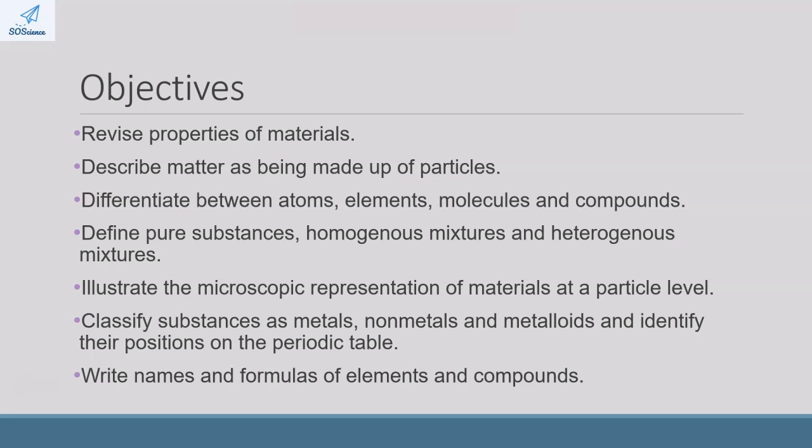We will classify substances as metals, nonmetals, and semimetals or metalloids, and we'll identify their positions on the periodic table. And we will learn how to write names and formulas of elements and compounds. Most of this chapter is really revision of things that you've covered in grade 7, 8, and 9.